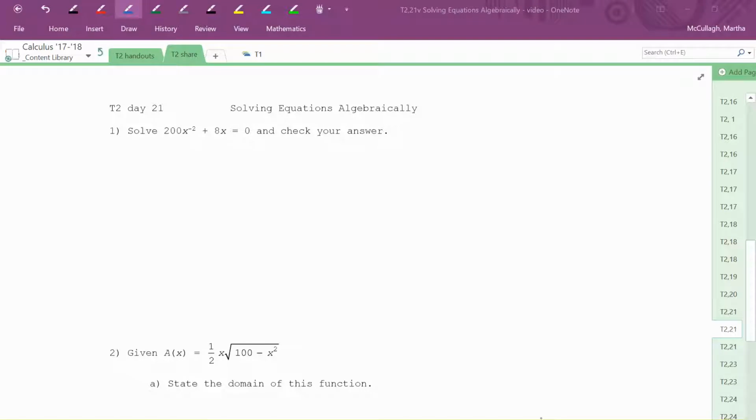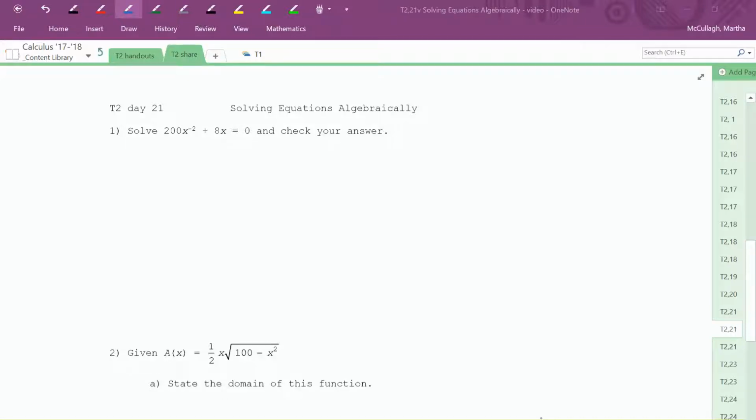This is T2 Day 21, solving equations algebraically. We're going to start with problem number 1: solve 200x to the negative 2 plus 8x equals 0. We have a couple of different ways to do this.